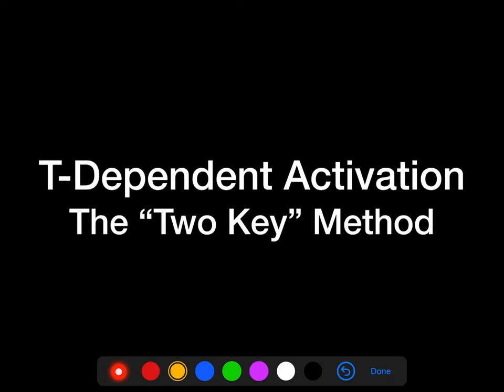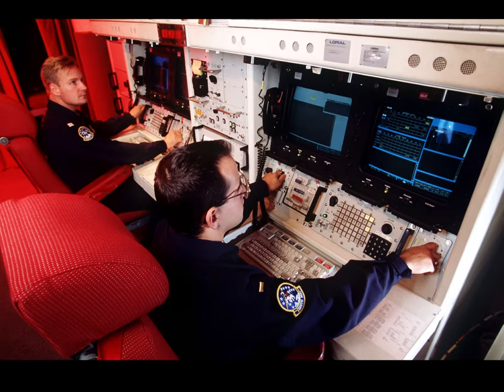T-dependent activation. What I call the two-key method. This is the normal way. This is the main way that B cells become activated to start producing antibodies.